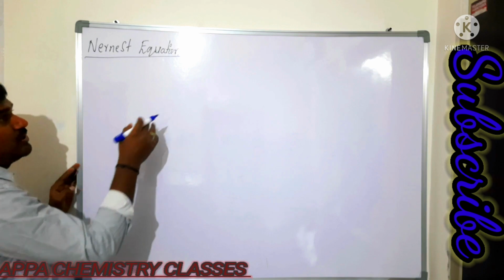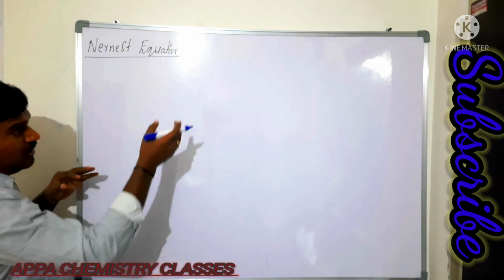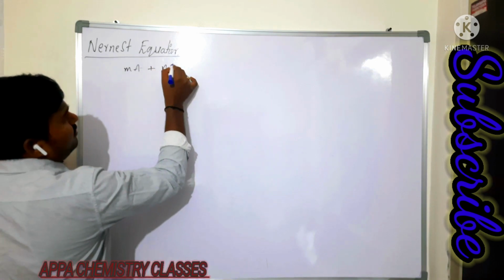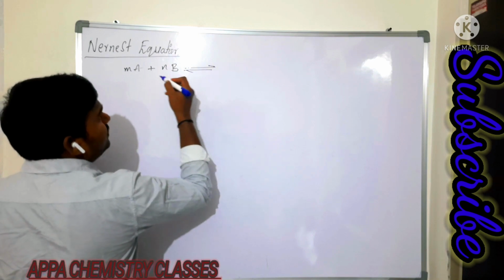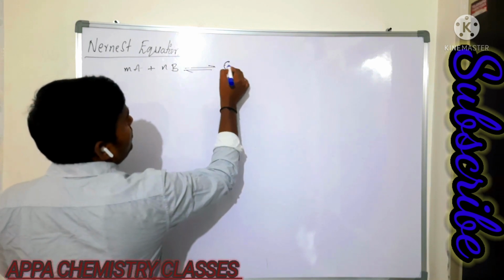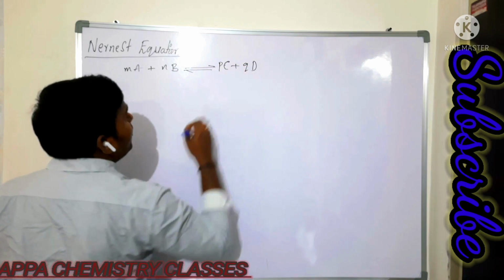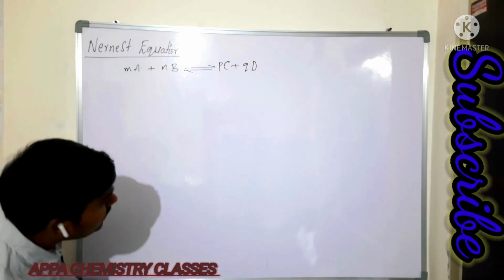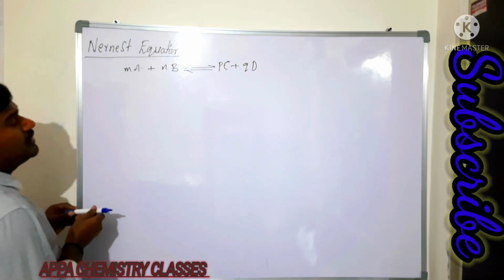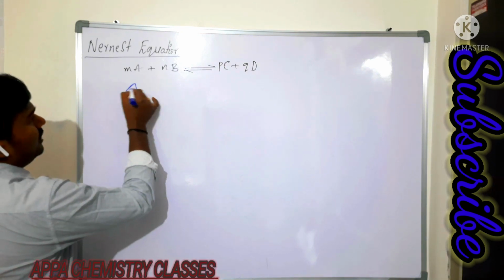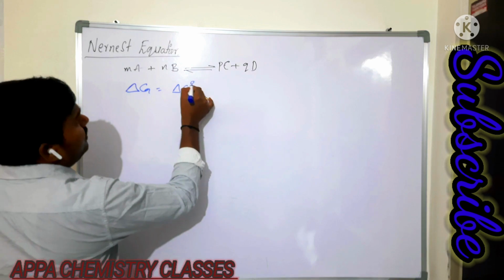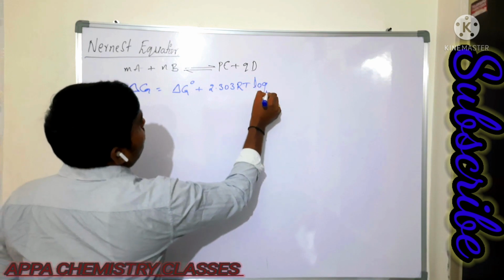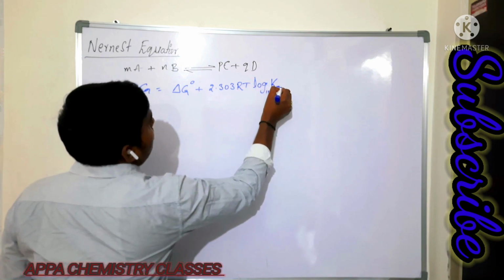Before this Nernst equation, let's learn some story about chemical equilibrium. Say for example, m moles of A and n moles of B react to give p moles of C plus q moles of D. So this is an equilibrium reaction. This equilibrium reaction is related with Gibbs free energy and the equilibrium constant. So delta G is equal to delta G naught plus 2.303 RT log base 10 K. K is the equilibrium constant here.